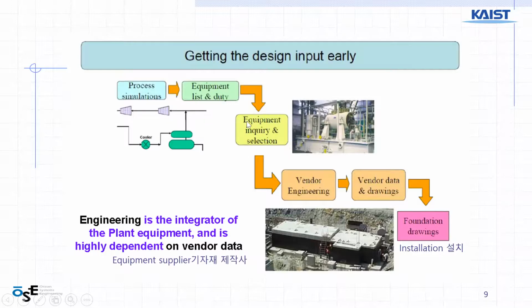And then the purchase department starts procurement, so inquiry and selection from the vendors or suppliers. And then the vendor starts their engineering. Engineering means design and manufacturing. And then they produce their own design and drawings, also including foundation drawings. Foundation drawing means if it is installed on a ship or plant, they need some kind of foundation attaching this equipment to the ship or plant.